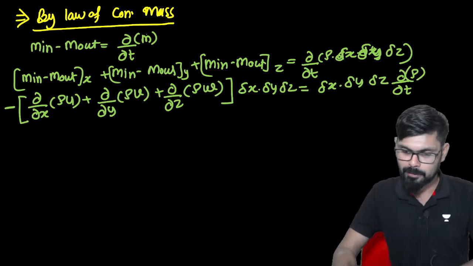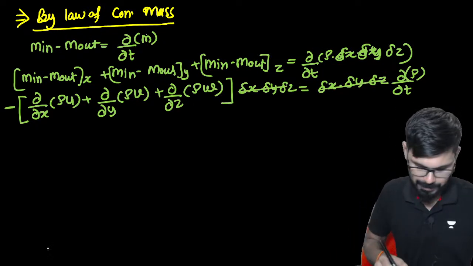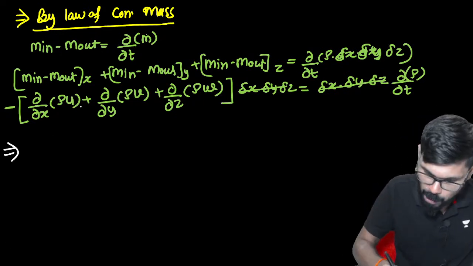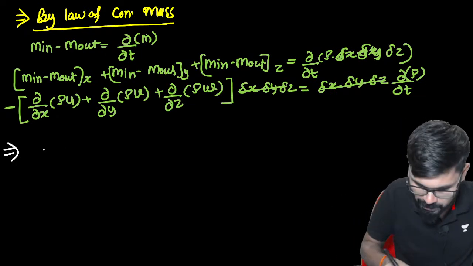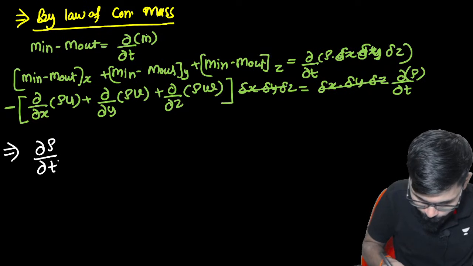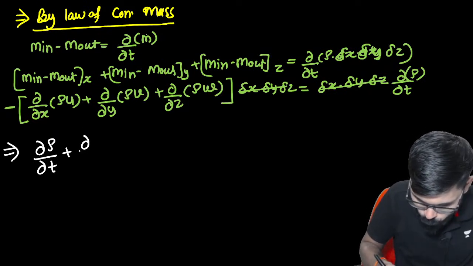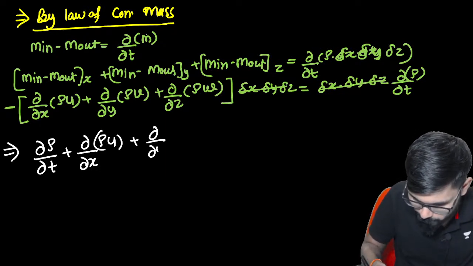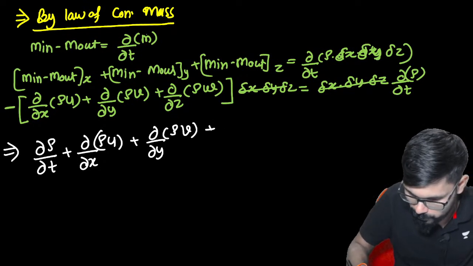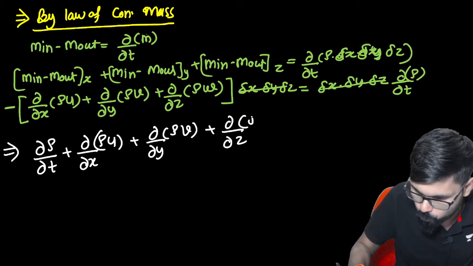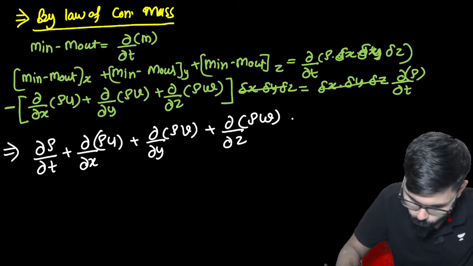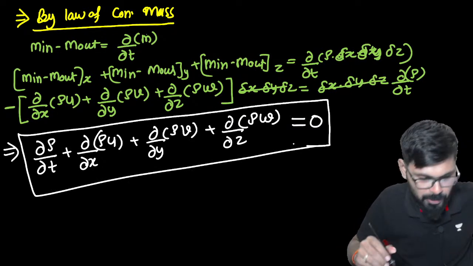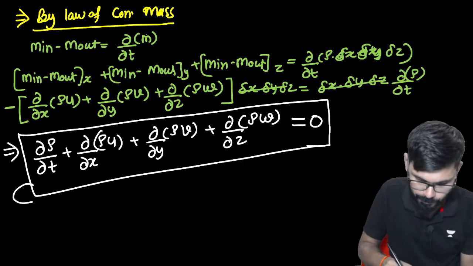Clear hai? Now this term is going to cancel out. Clear hai? So if this term is cancelled, the final equation you are getting, all these terms I am taking to another side. So basically this is dou rho by dou t plus dou by dou x of rho into u plus dou by dou y of rho into v plus dou by dou z of rho into w is equal to 0. Now this is called as what? Continuity equation in 3-dimensional.